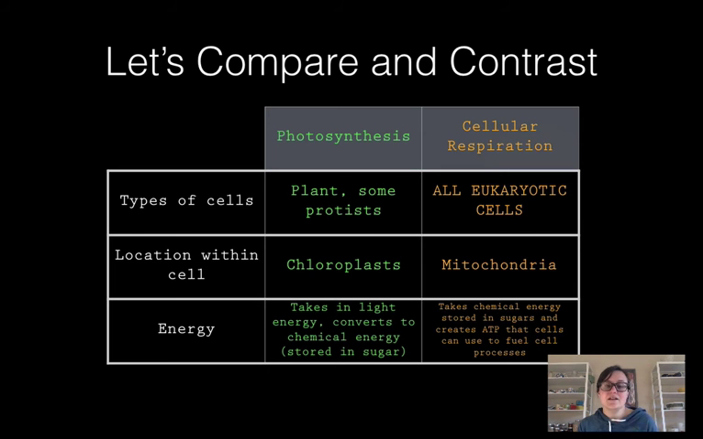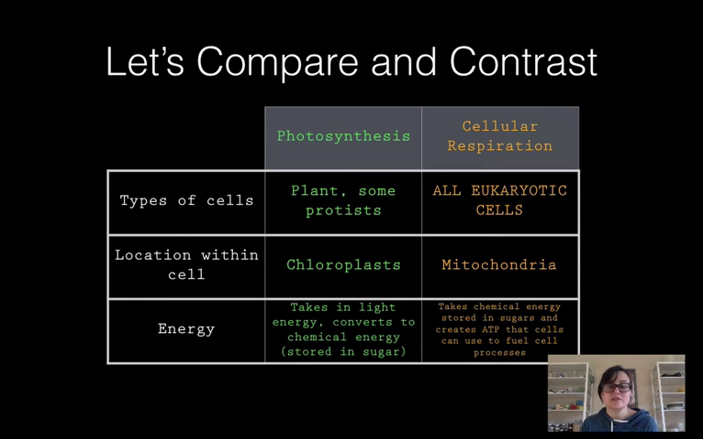So within the cell, photosynthesis occurs in chloroplasts and cellular respiration occurs in mitochondria. I hope that you remember that both chloroplasts and mitochondria are very special organelles, as they both have double membranes and their own DNA, and it is theorized that each of those was once an individual prokaryotic organism.